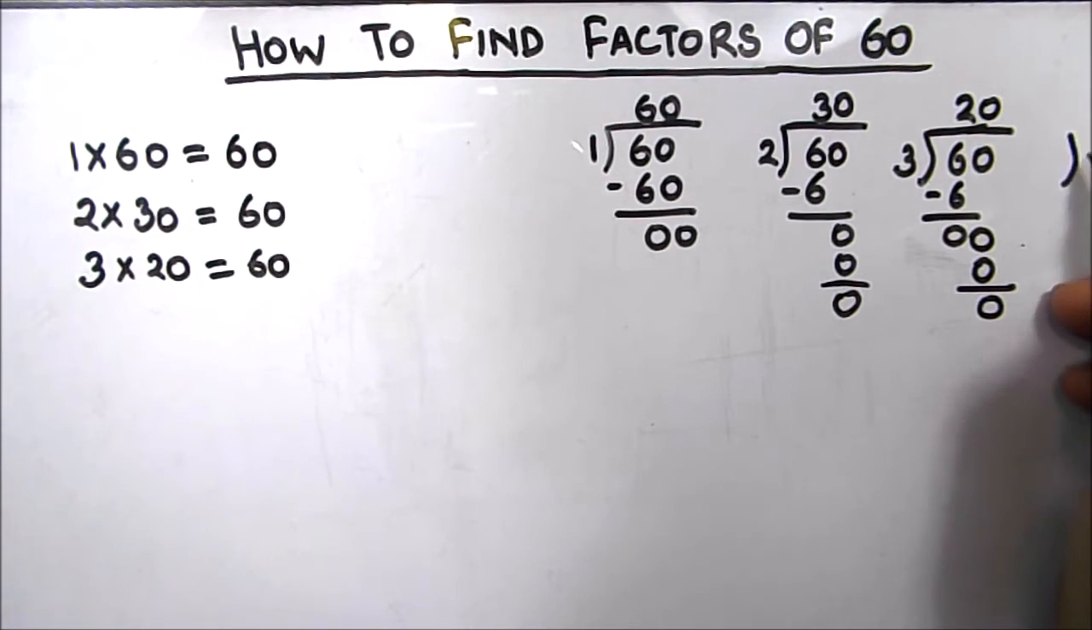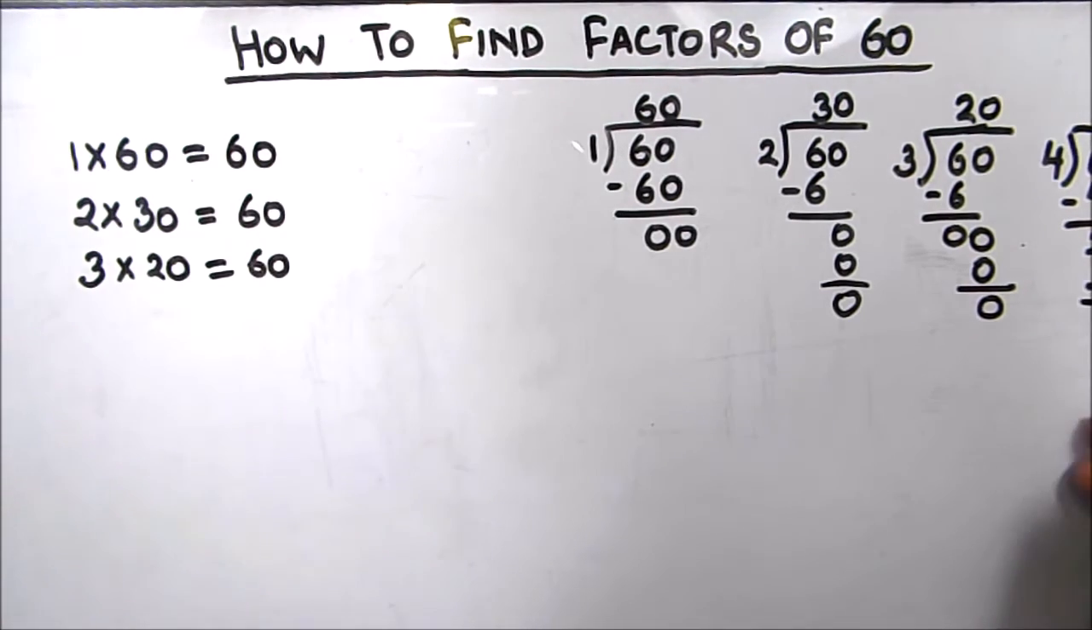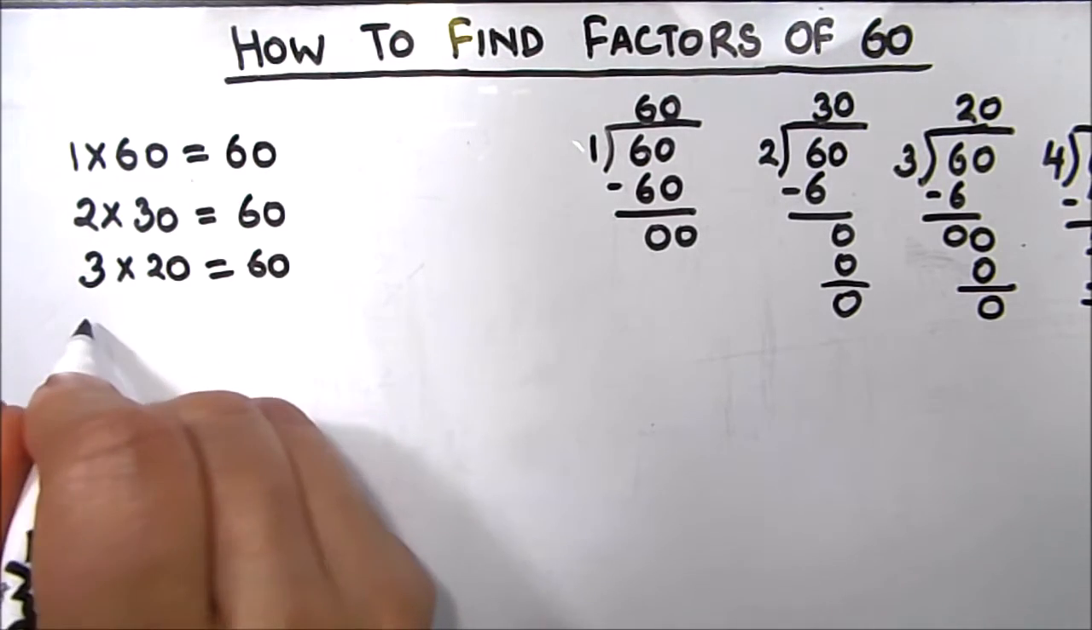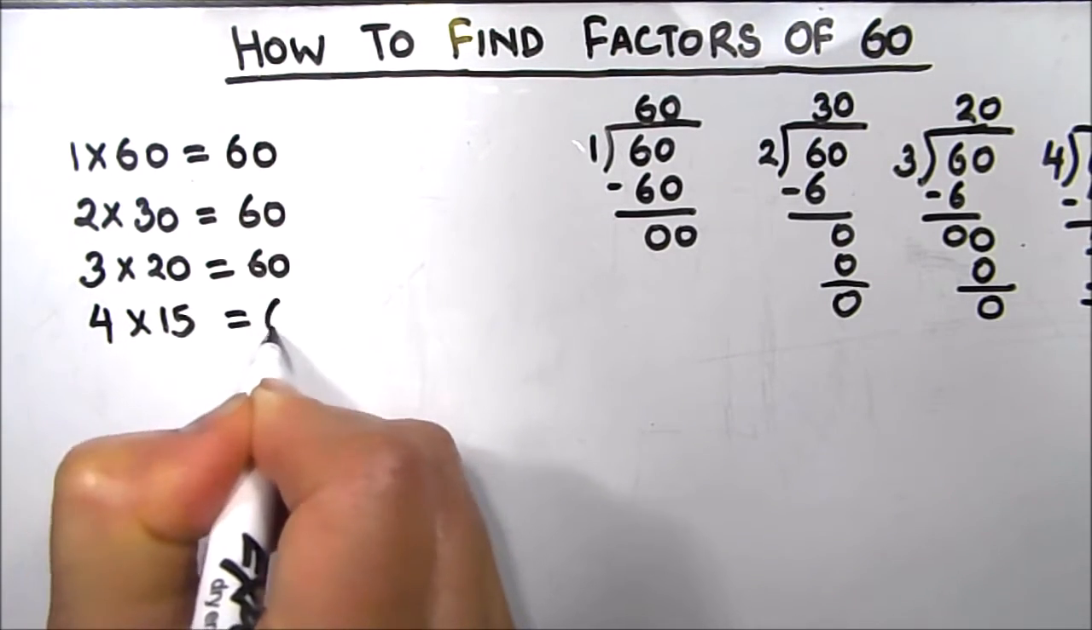Next we will divide 60 by number 4. 4 times 1 is 4, 2 is the remainder and then we will drop down 0. So 4 times 5 is 20. So 60 is also fully divisible by 4. So we got two factors 4 and 15. So 4 times 15 is 60.